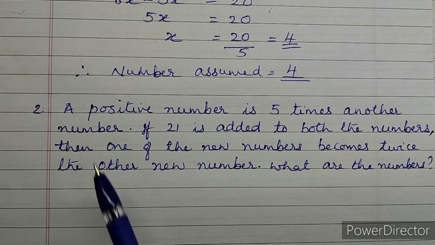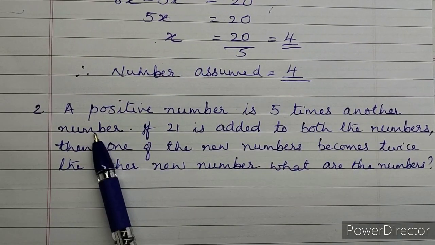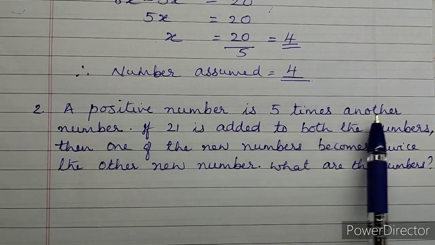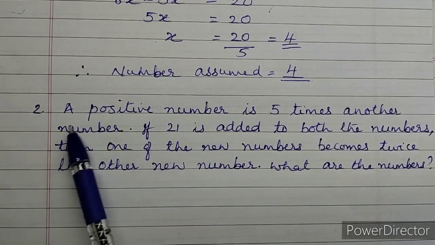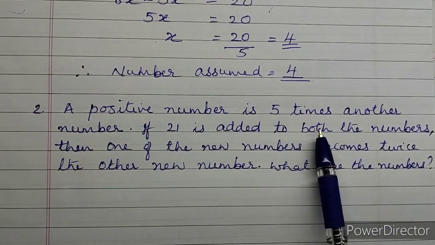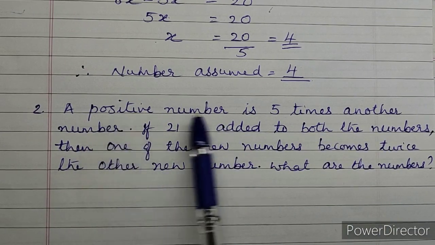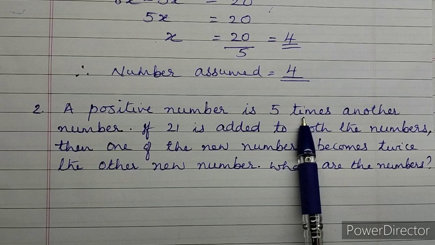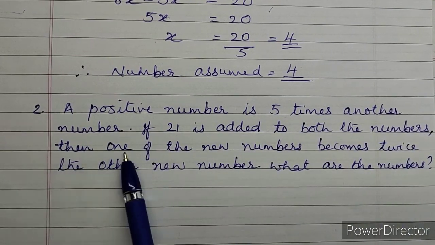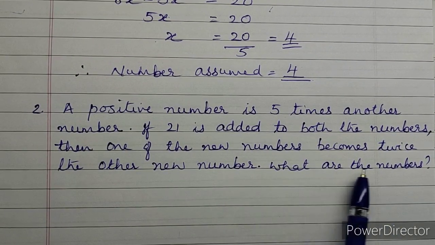Second question is, a positive number is 5 times another number. So which one is unknown? Another number is unknown. So positive number equals 5 times another number. So let x be the another number. So number is equal to 5x. Next, if 21 is added to both the numbers, then one of the new numbers becomes twice the other new number. What are the numbers?